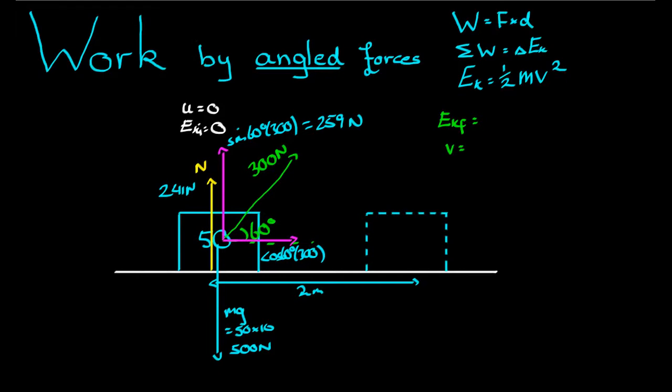Now though, we can look at the horizontal component of that force there, because the horizontal component of this force is what is doing all the work. So the horizontal component was cos 60 degrees times 300, or in other words, 1/2 times 300, or 150 newtons. This is the component of the driving force which is acting in the same direction as the motion of the box, which is 2 meters to the right.